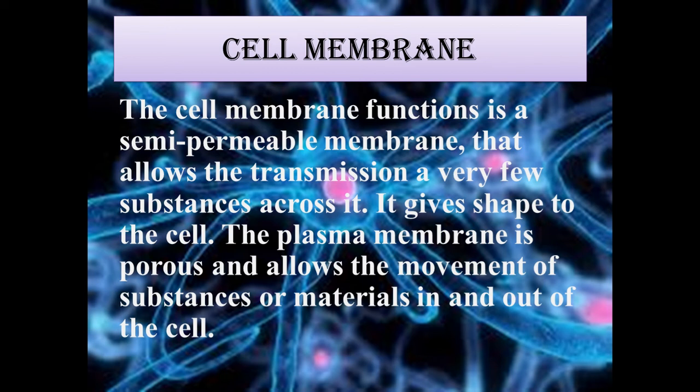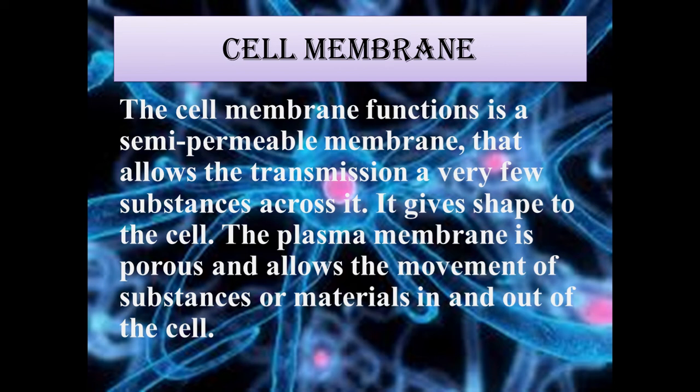It's a semi permeable membrane that allows the transmission of a few substances across it. It is porous and allows the movement of substances or material in and out of the cell. For example, it allows oxygen and nutrients to enter and carbon dioxide to exit due to its semi permeable nature. Students, the cell membrane provides an outer boundary to the cell and separates a cell from another and also from the surrounding medium. It protects the cell from injury.